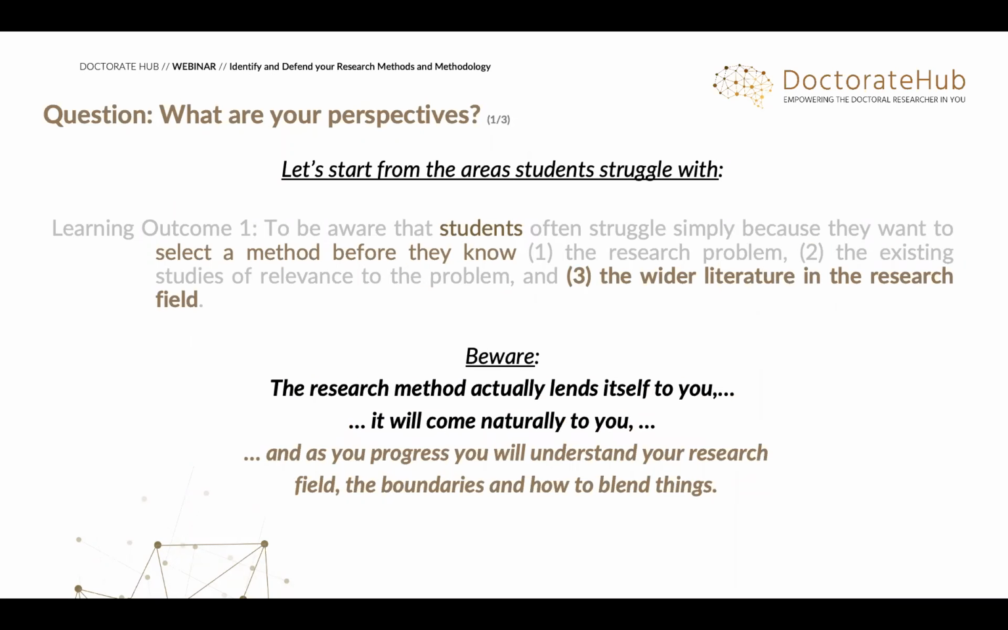And students often struggle because they want to select a method before they know the wider literature in the research field. And this is very much about boundaries, as much as it is about looking beyond boundaries. How have research projects in related fields been done? What is out of this research, and therefore you don't need to take it into consideration? Now, all of that, as you progress, you will understand, and the boundaries and how to blend things in will gradually become clear.